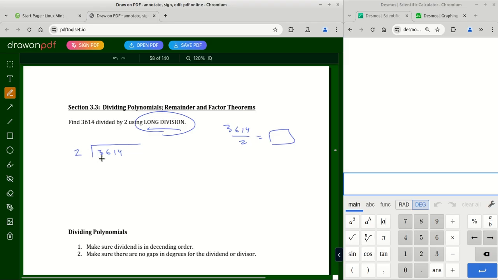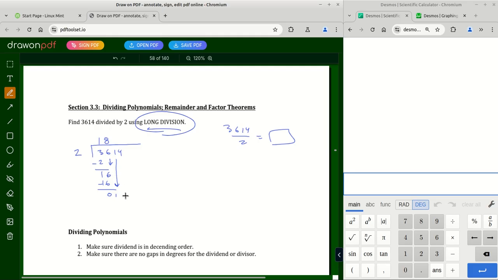Does 2 go into 3? Yeah. How many times? 1 time. And so then I got 1 times 2 is a 2. I'm going to subtract those, and I get a 1. And then I bring down the next number. It's a 6. Does 2 go into 16? Yes. How many times? 8. 8 times 2 is 16. Subtract them, we get a 0. Bring down the next number.